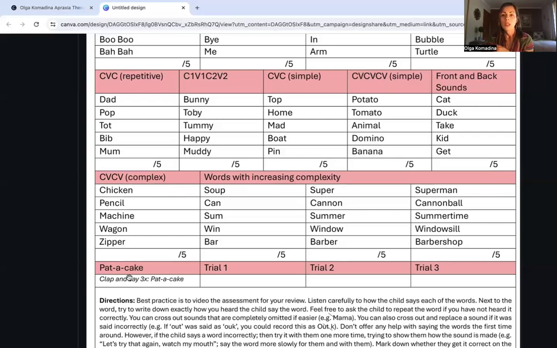Okay, so the next word, like pencil, pencil, machine, machine. Maybe we might need to cue the n at the end. Machine. Let's forget about that wagon one till I clarify that. And zipper, zipper. Yeah, so getting that buzzy sound. Zipper.